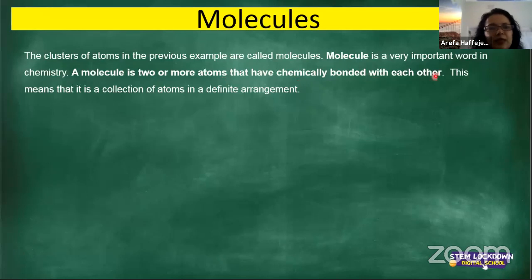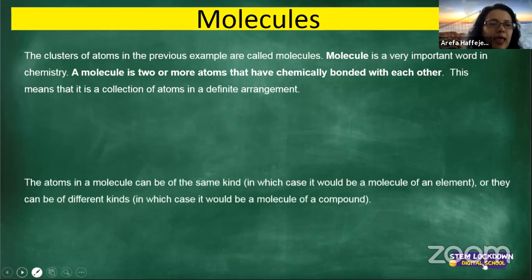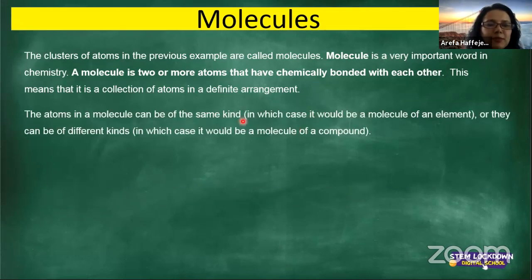each other. Now, this means that it is a collection of atoms in a definite arrangement. Definite arrangement means that it is fixed, it does not move. Now, the atoms in a molecule can be of the same kind, in which case we would say that it would be a molecule of an element, or they can be of different kinds. Now, if they are different, it would be a molecule of a compound.